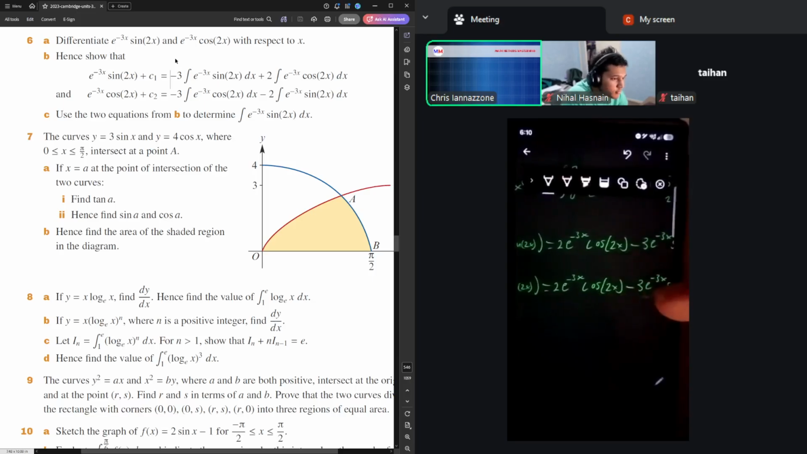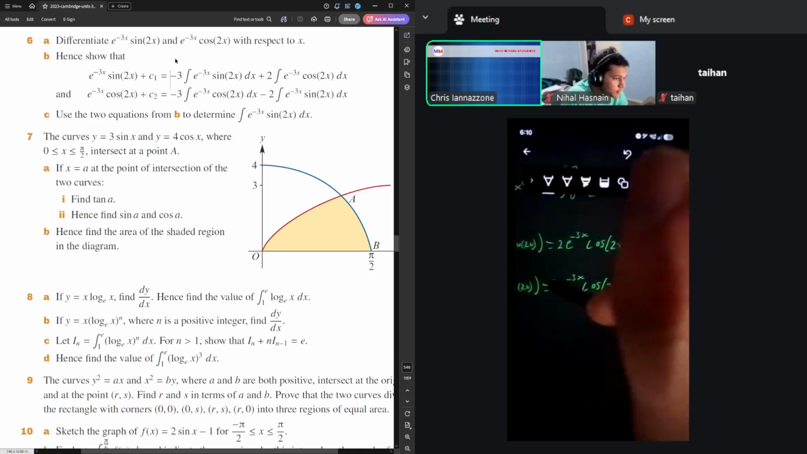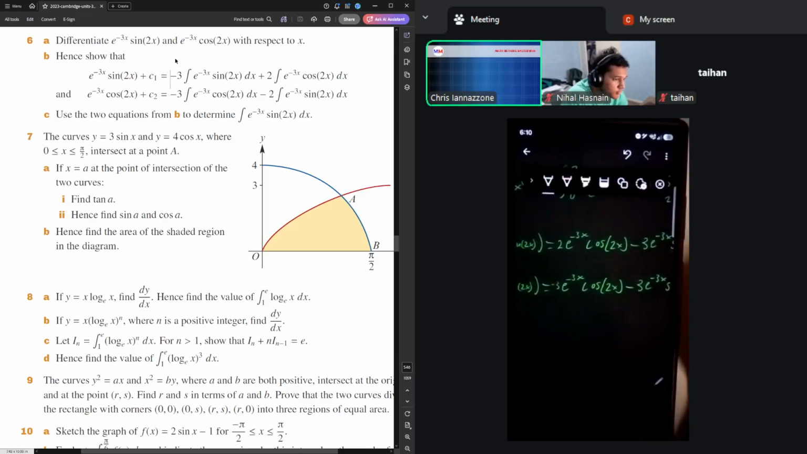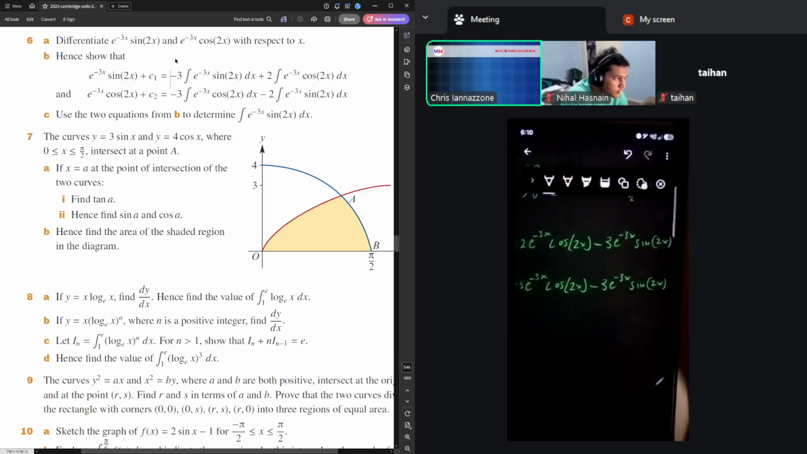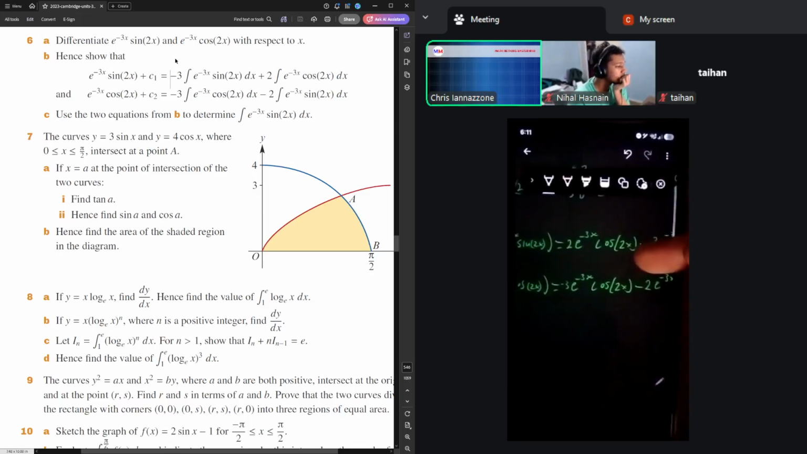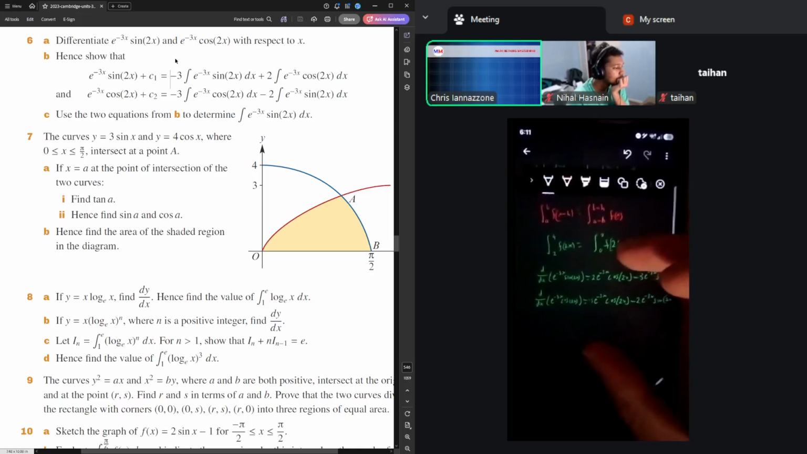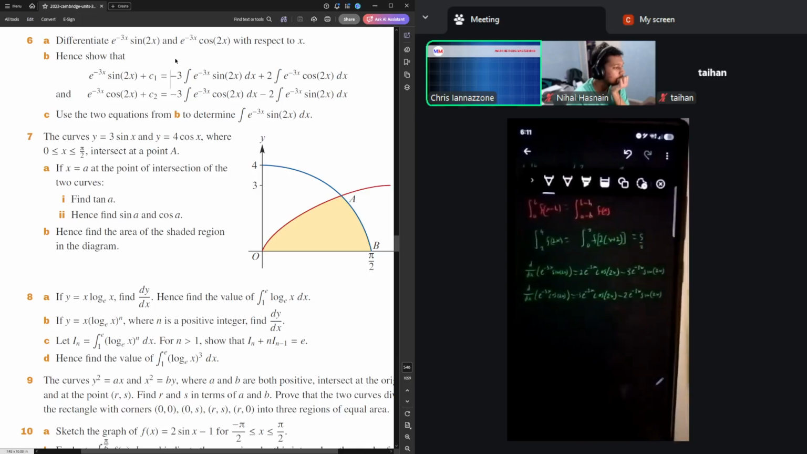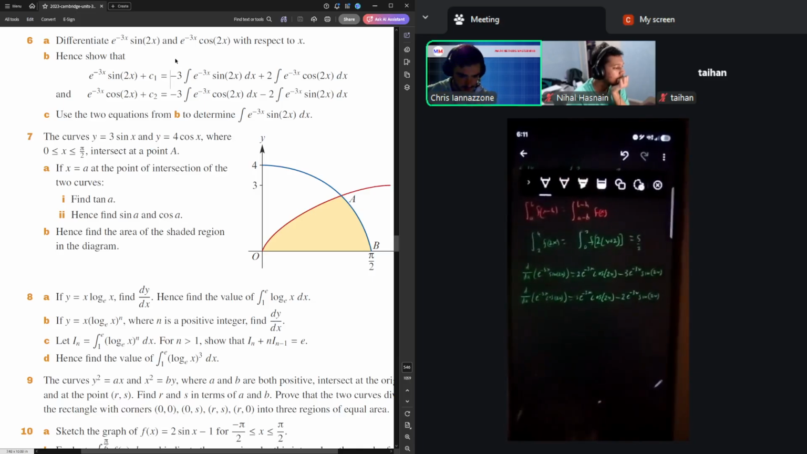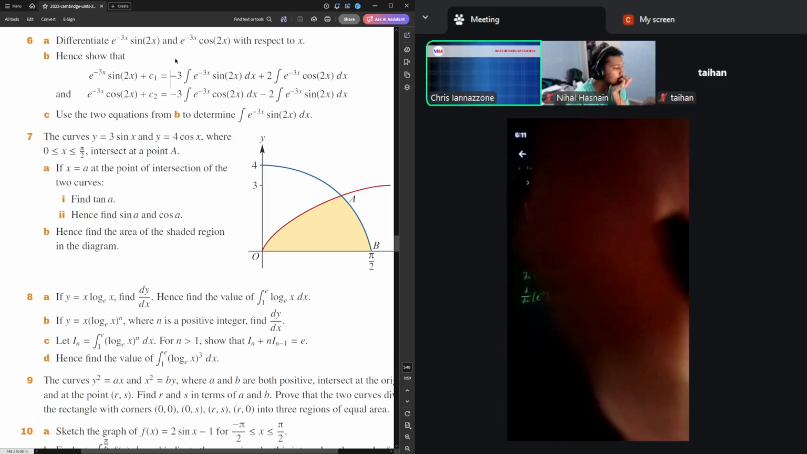The cos 2x now gets -3 as its coefficient. And the sine 2x now gets -2 as its coefficient. One more triple check. -2e minus 3x for sine, yep. -3e minus, yeah, cool. Okay, those are our equations that we're working with there. Let me section that off from this.